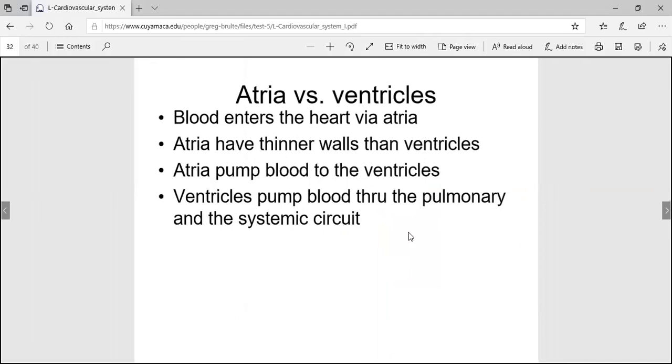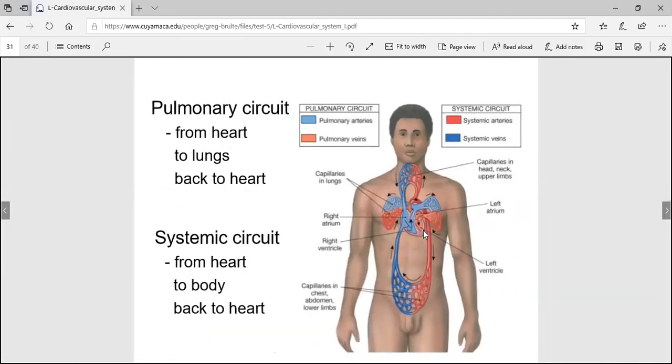Who has to work harder, the right ventricle or the left ventricle? Well, the left ventricle has to work harder because it's pumping to the body, and you have more. It takes more pressure.